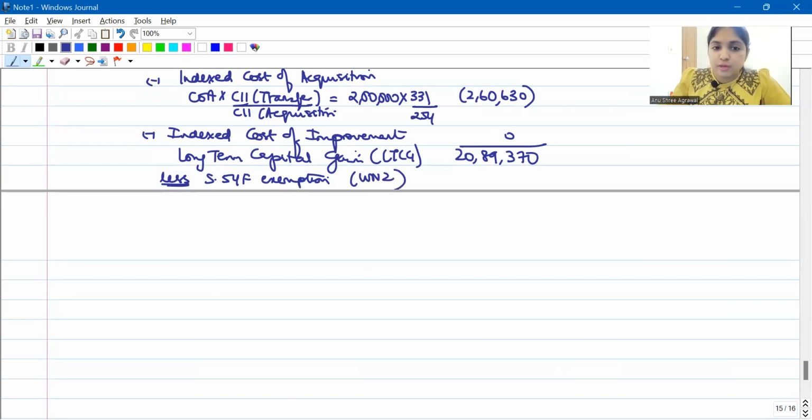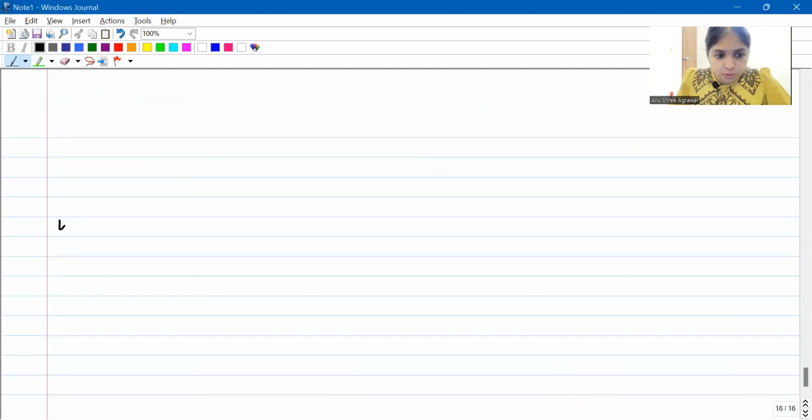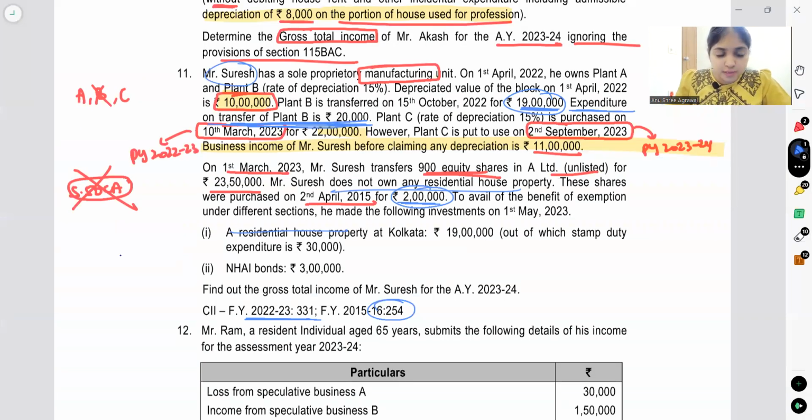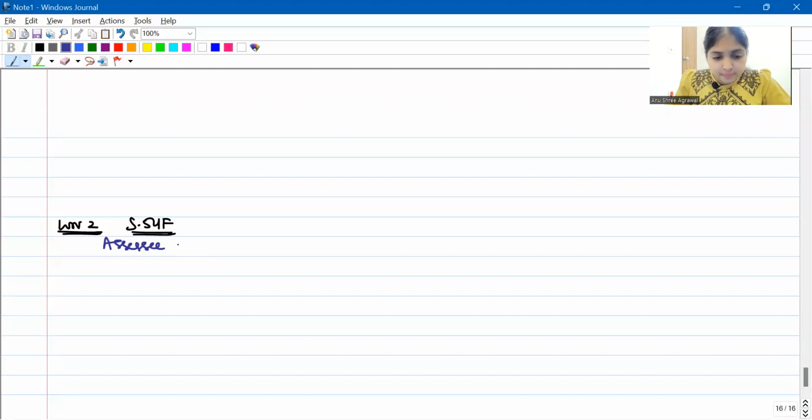So give reference to working note number 2, leave some 3 to 4 lines gap and open your second working note with the heading Section 54F. See, do not blindly take the exemption, okay? See whether the conditions are fulfilled. What are the conditions here? Is your assessee an individual or HUF? Yes, he's an individual. So the assessee is an individual or HUF. He is an individual.